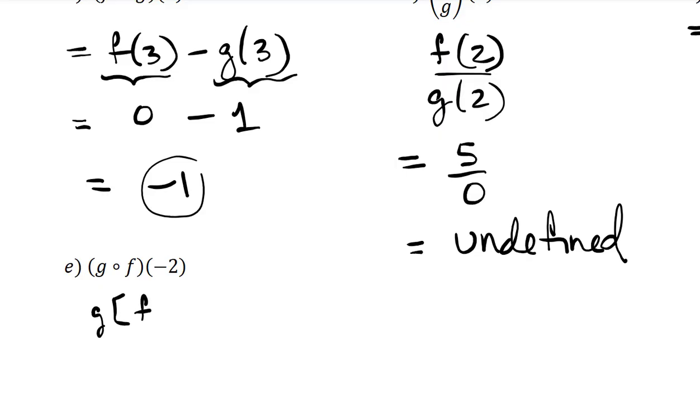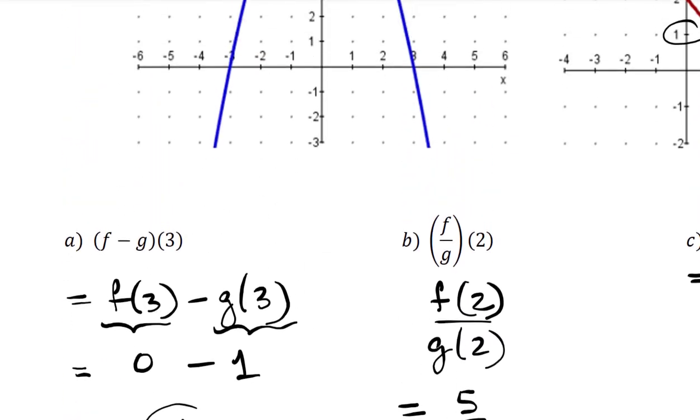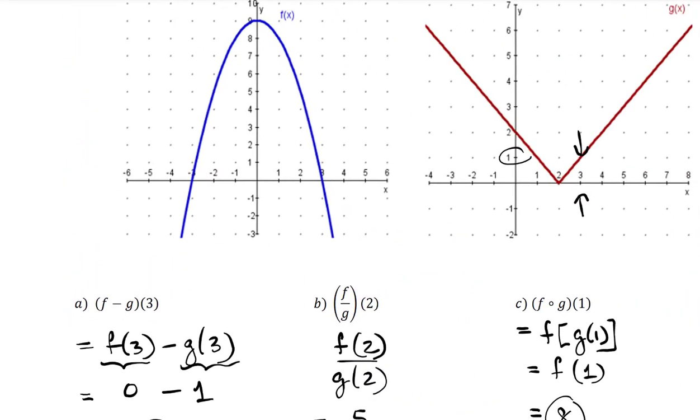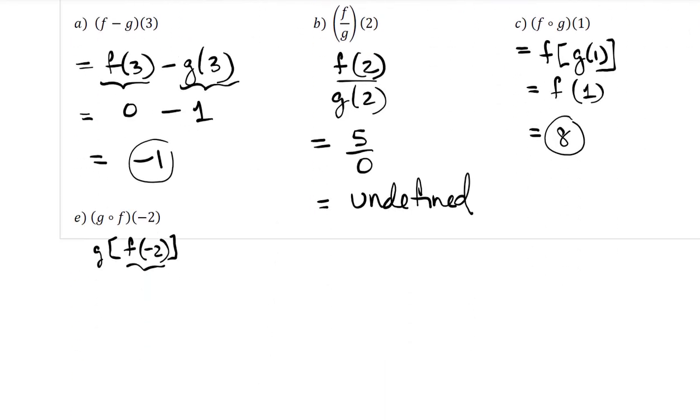Finally, for part E, that's evaluating g circle f of -2. By its definition, that's g of f of -2. We'll start with f of -2. F of x is the blue graph. So when x equals -2, the corresponding output value looks like it's this point here, which has an output value of 5. So we'll substitute that in for f of -2.